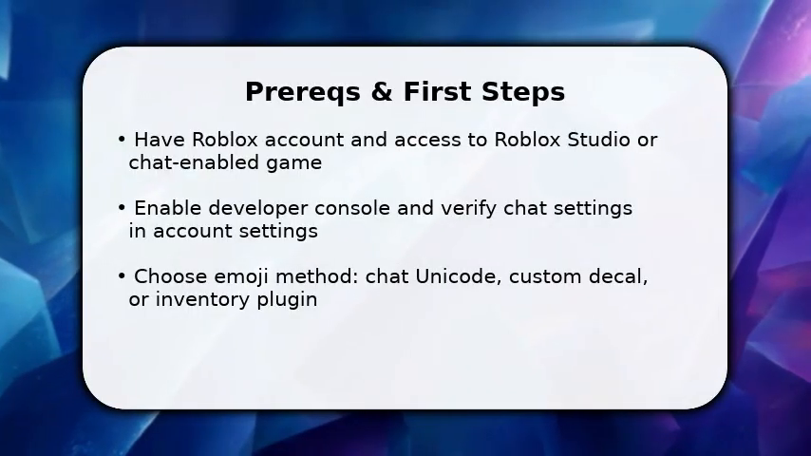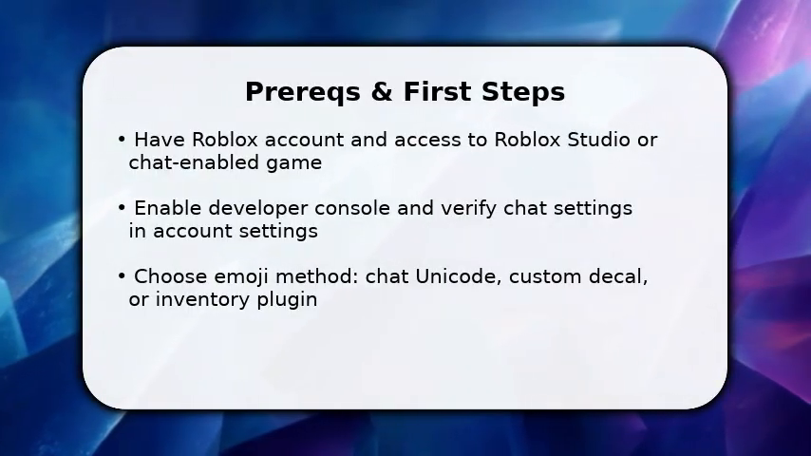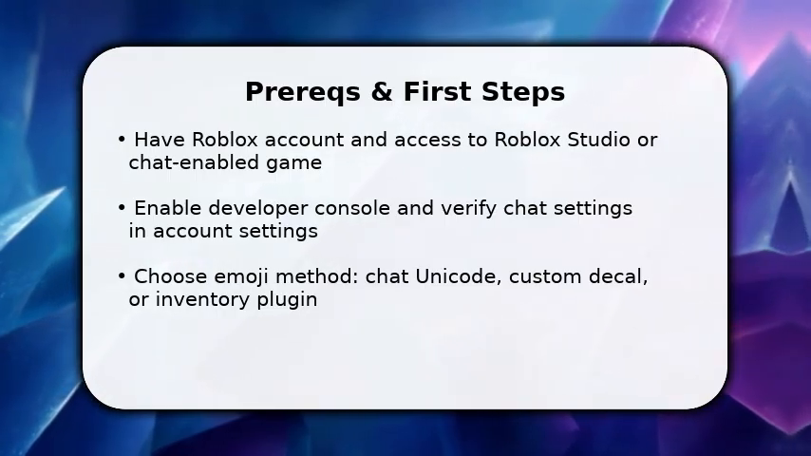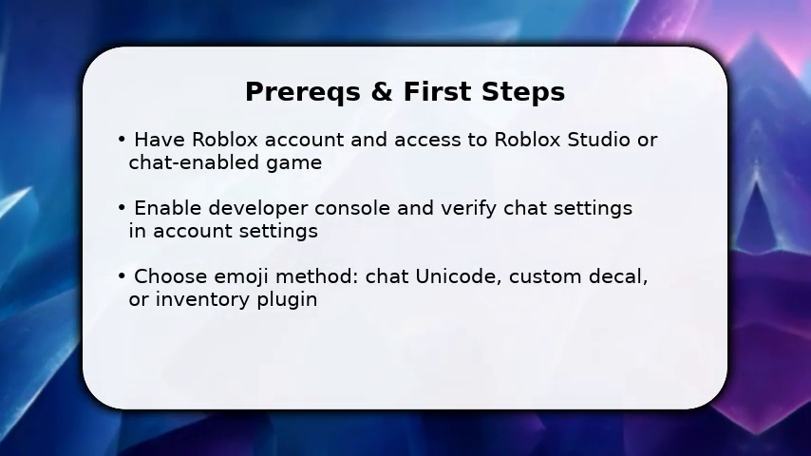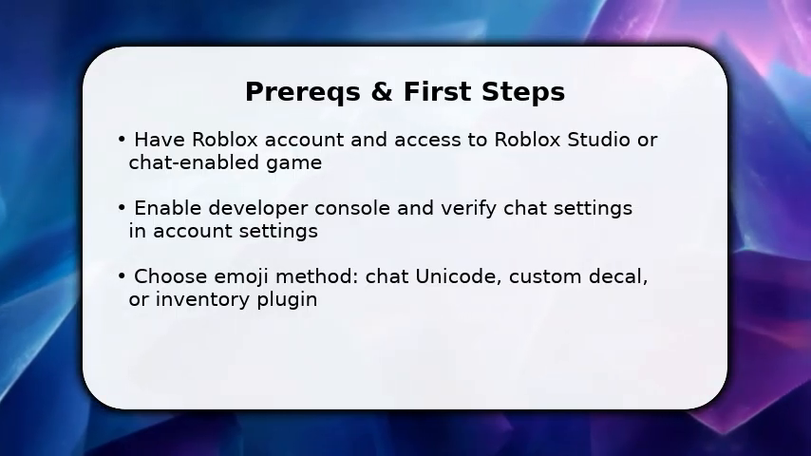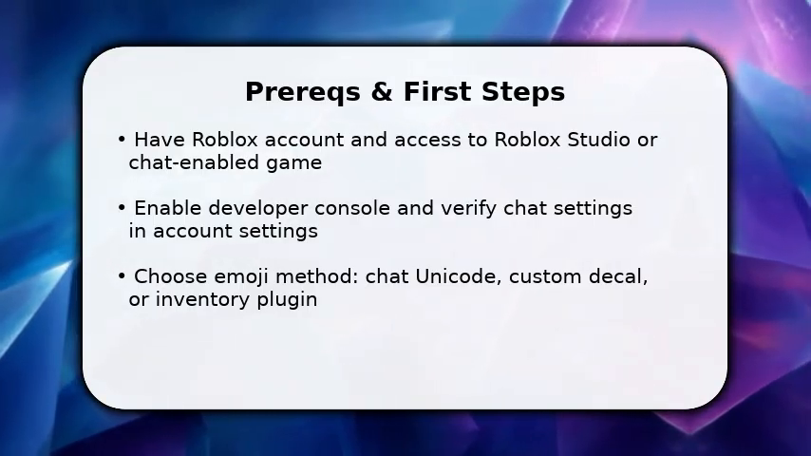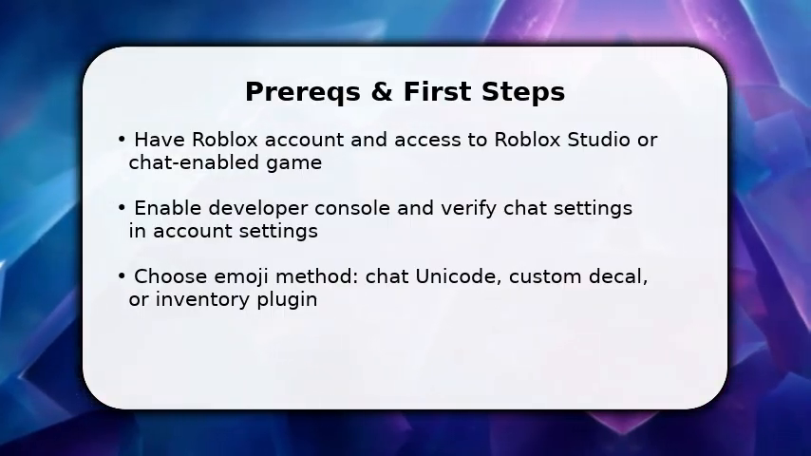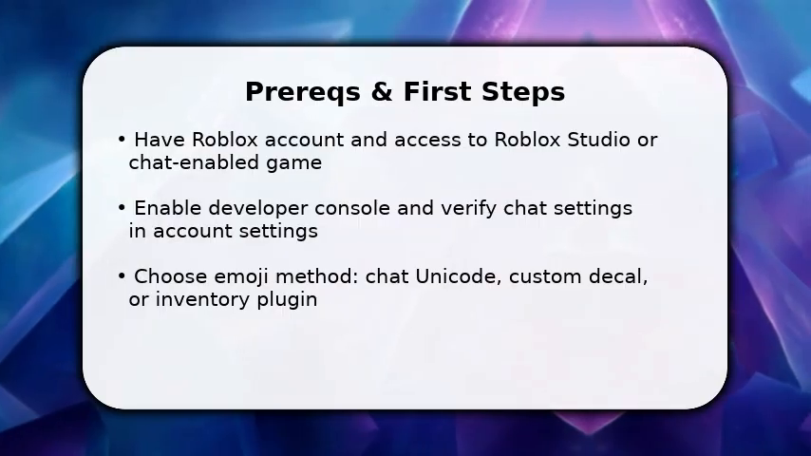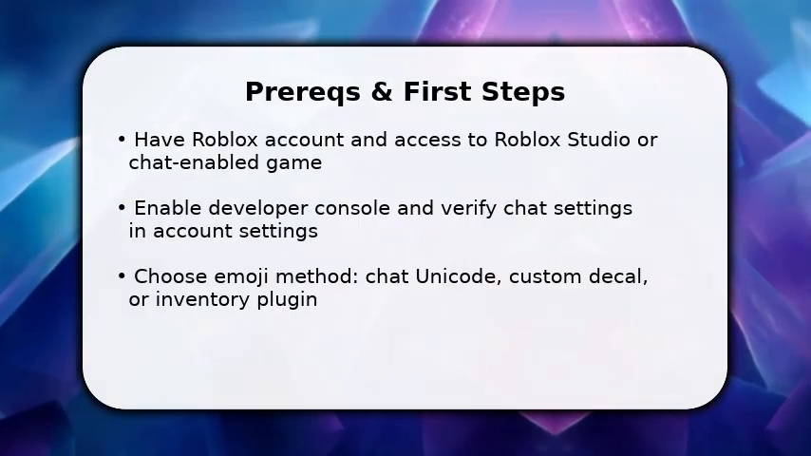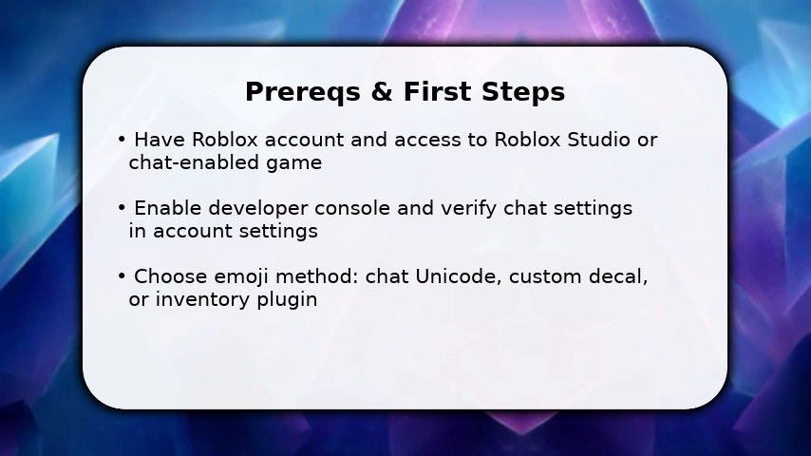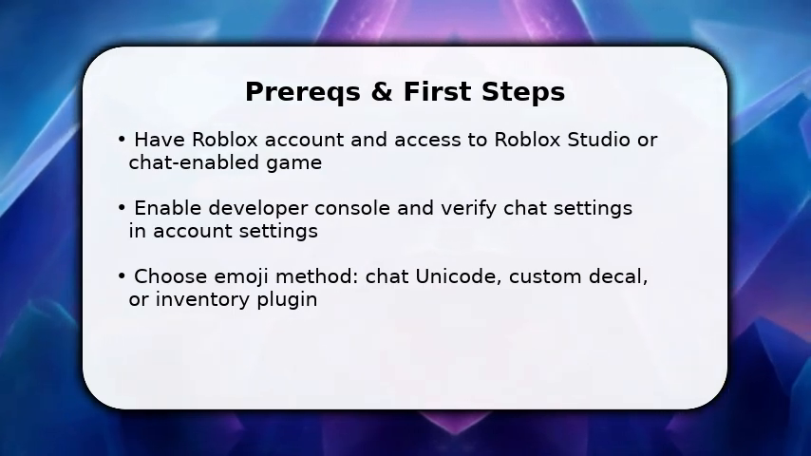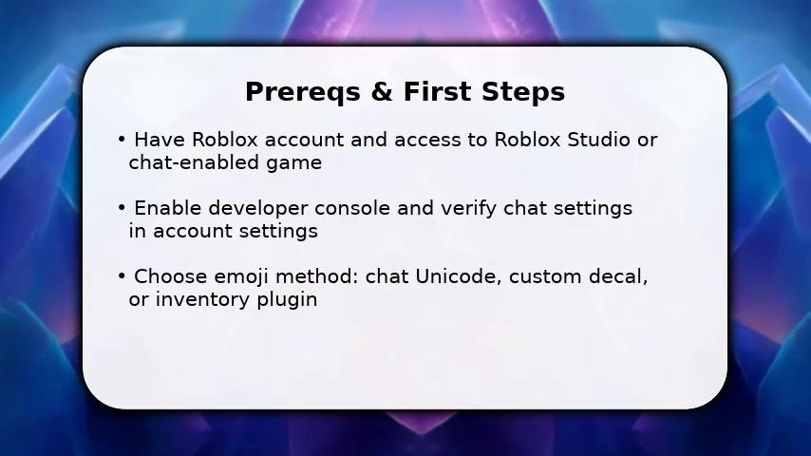You start by confirming your account has chat or studio access and the developer console enabled. Once done, decide which method you'll use: Unicode chat emoji for simple use, decal images for visuals, or an inventory/plugin approach for reusable assets. Make sure to set chat permissions and privacy appropriately before creating content. Then open Roblox Studio or the in-game chat and prepare your asset workspace and image files so you can immediately import or paste the emoji characters.